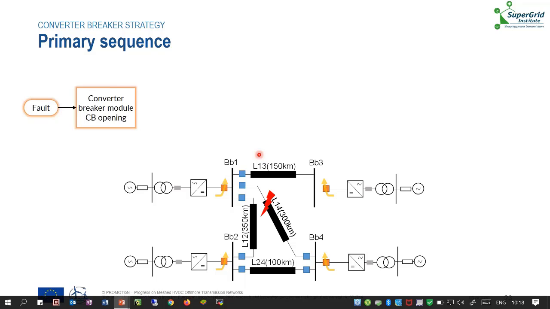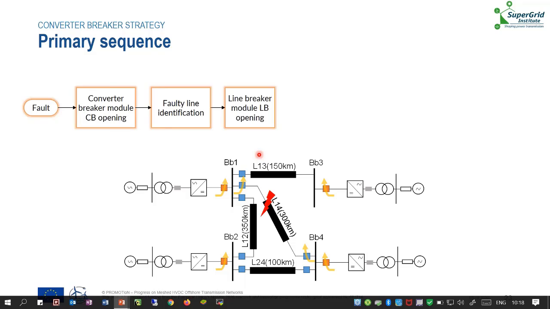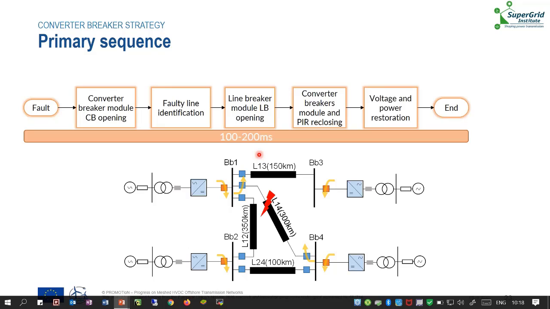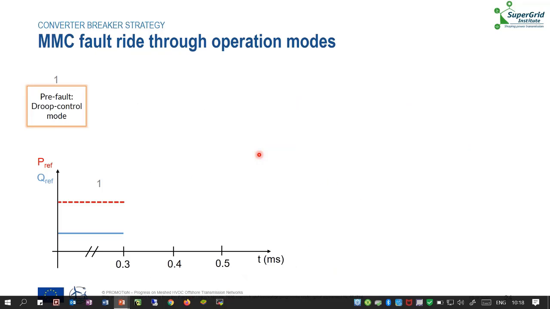The first step in the converter breaker strategy is to trip all the converter breaking modules in order to suppress the fault current coming from each converter. In the second step, the faulty line is identified and the line breaking modules are tripped. Then in another step, the converter breaking modules are reclosed via pre-insertion resistors and voltage and power are subsequently restored. The whole sequence takes between 100 and 200 milliseconds.